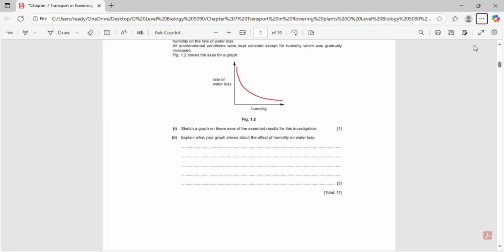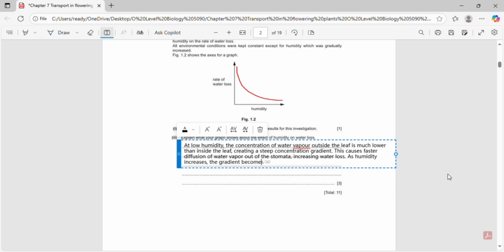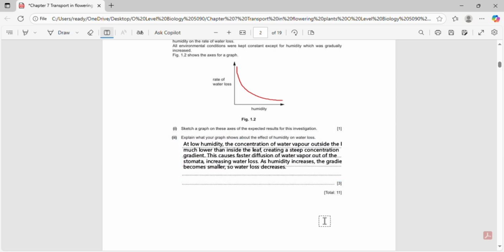Next, the question asks us to explain what your graph shows about the effect of humidity on water loss. So, we'll simply write, at low humidity, the concentration of water vapor outside the leaf is much lower than inside, creating a steep concentration gradient. This causes faster diffusion of water vapor out of the stomata, increasing water loss. As humidity increases, the gradient becomes smaller, so water loss decreases. In other words, the graph shows that when the air around the leaf is dry, water escapes more quickly. But as the air becomes more humid, the driving force for diffusion gets weaker, so less water is lost.